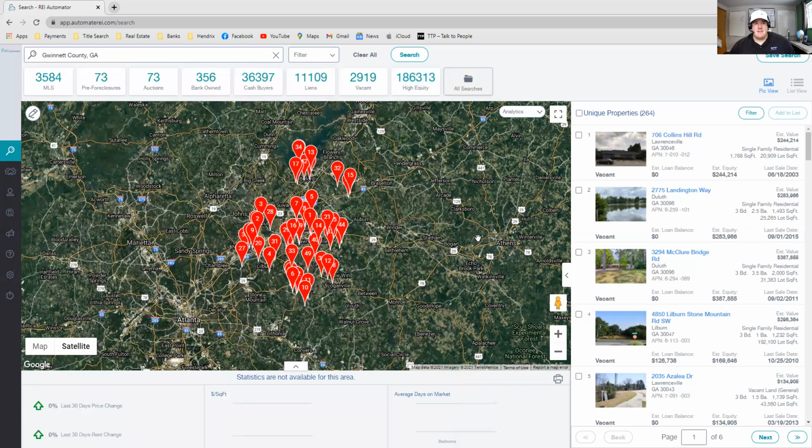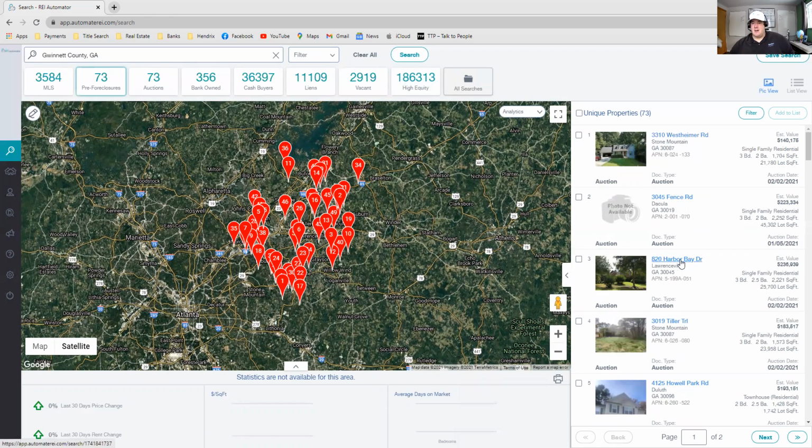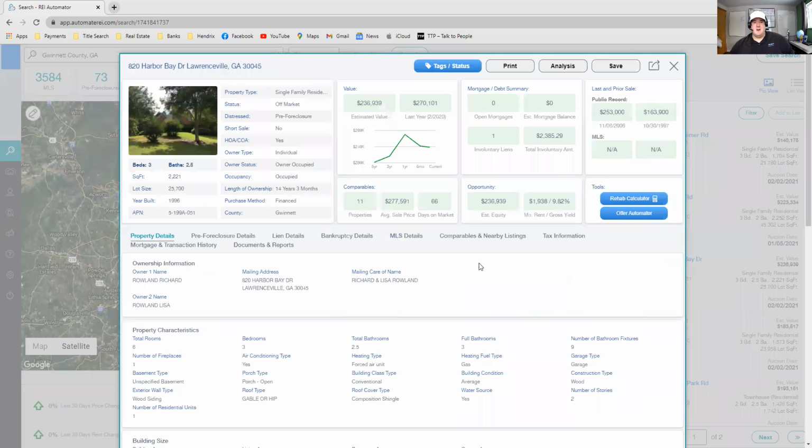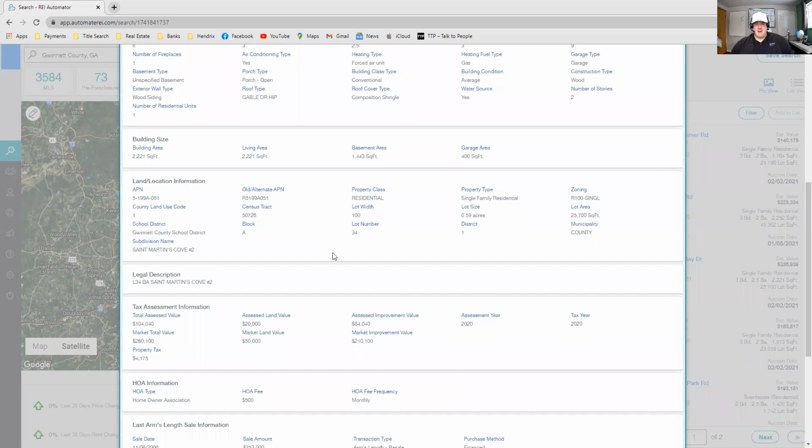All right, so let's do this. Let's pull up a pre-foreclosure list. All right, and we are just going to pick a property to look at. We're going to look at this one. Okay. So it's going to give you all of the information about the property, how many beds, baths, and this is usually pretty accurate.